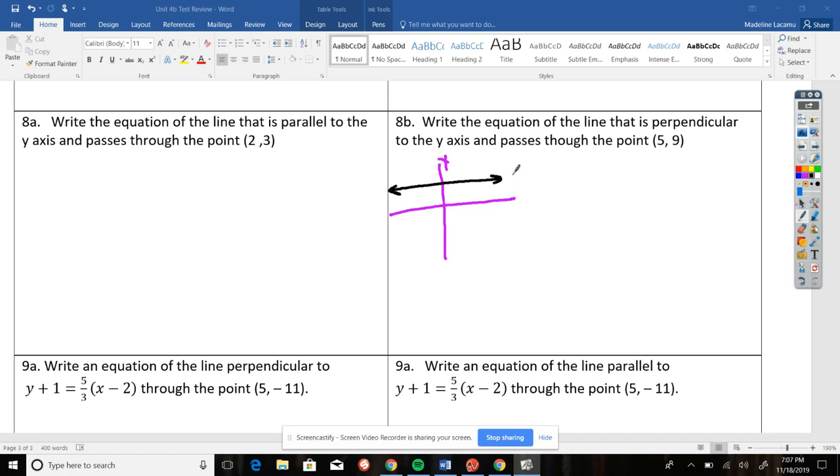And what we've learned before is any horizontal line is y equals some number because the slope is 0. So we know it has to be y equals some number. And if we look here, it tells us it has to be through the point 5, 9, which means our y value has to be 9. So y equals 9 would be our equation.